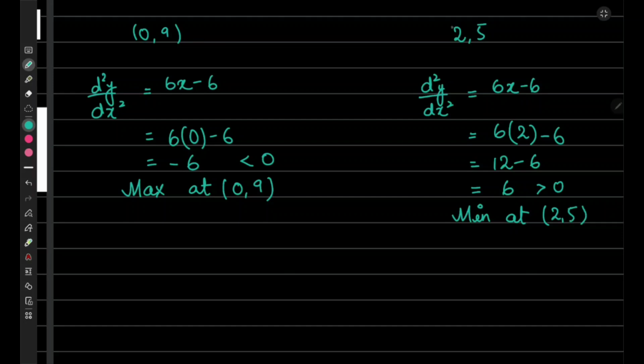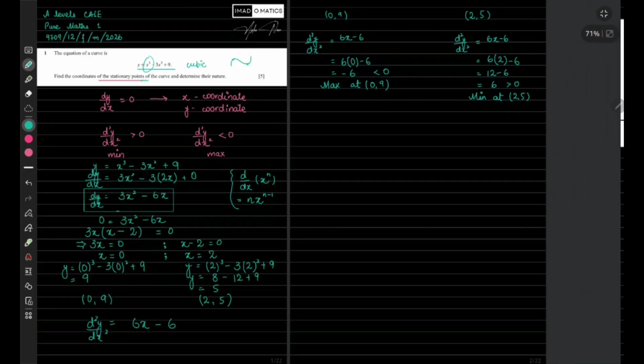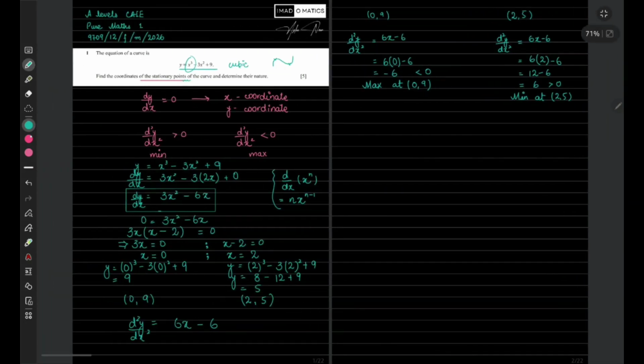So hence we have found the coordinates of the stationary points and their nature as well. So this is all about question number 1 of paper 9709, variant 12, February March 2026.